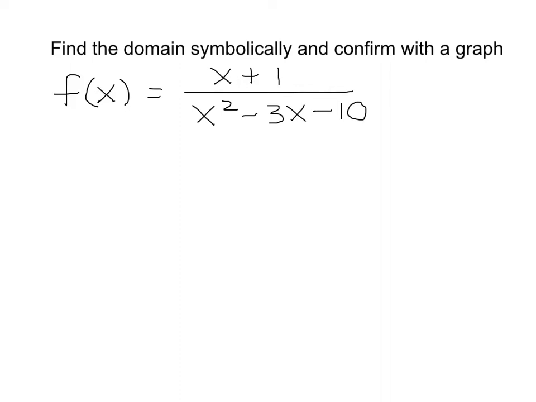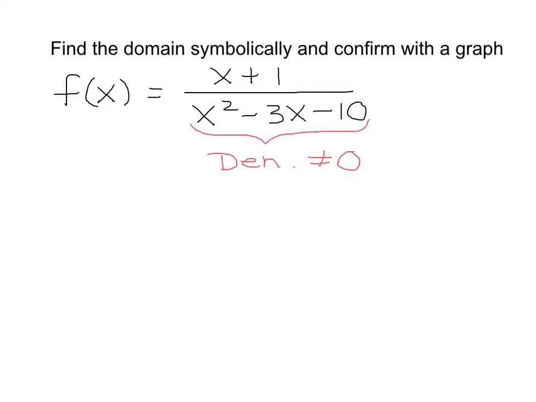In this video, we're going to discuss how to find the domain symbolically of a given function and also then to confirm it with a graph. So on this problem, we're going to start with a function that's a rational function, a ratio of two polynomials. And whenever you have a rational function, you need to note that the denominator cannot equal 0, because if the denominator equals 0, then the function would be undefined.